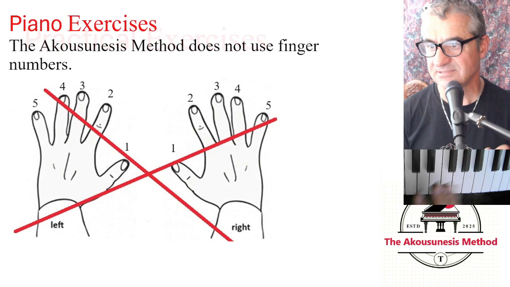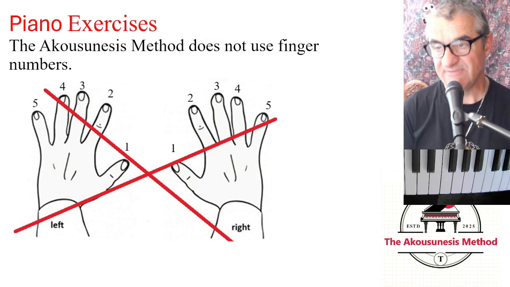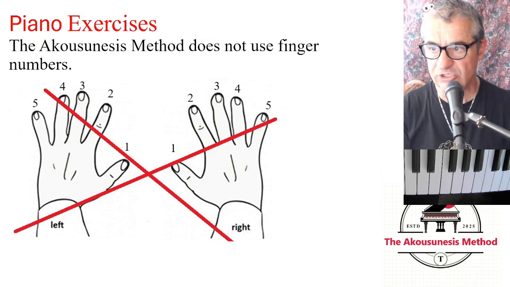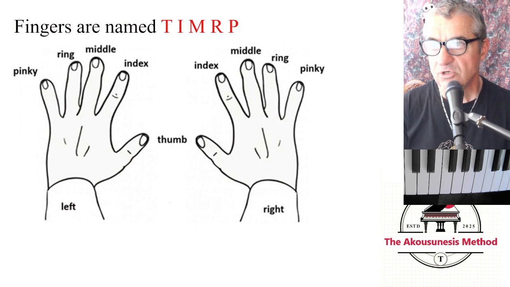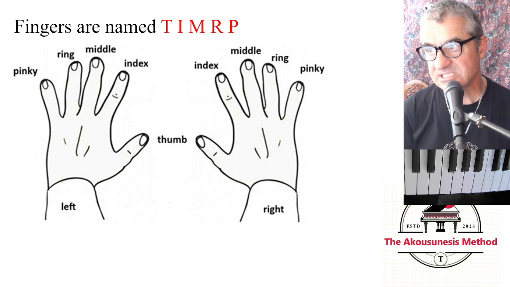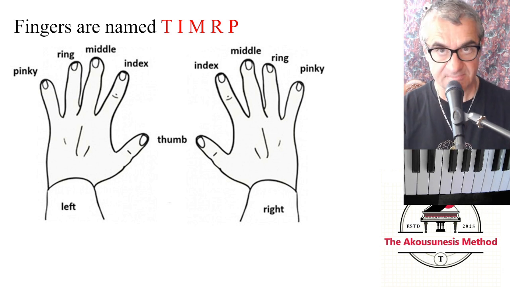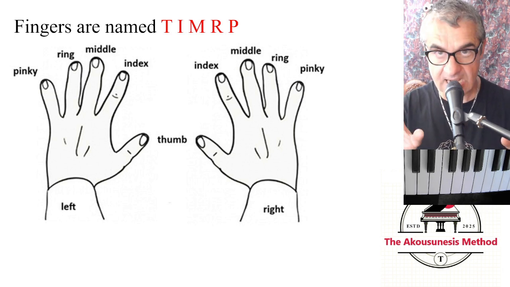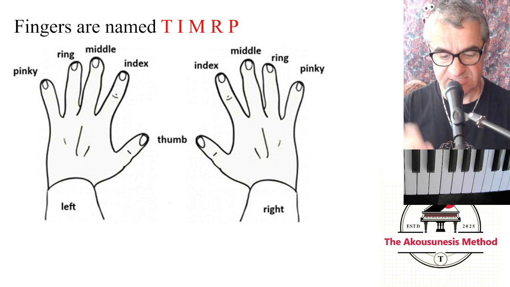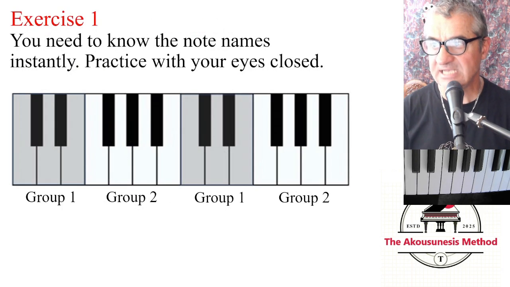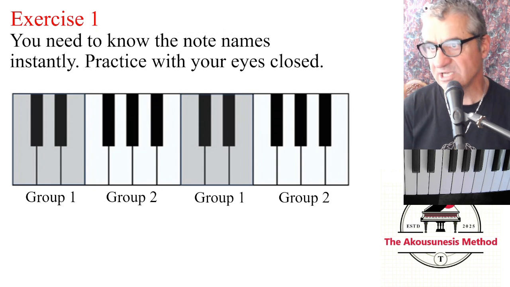So, practical exercises. As I mentioned before, the Akousunesis method does not use finger numbers. We name our fingers thumb, index, middle, ring, and pinky. Okay, both hands. Okay. Exercise 1. You need to know the note names instantly. So practice with your eyes closed.